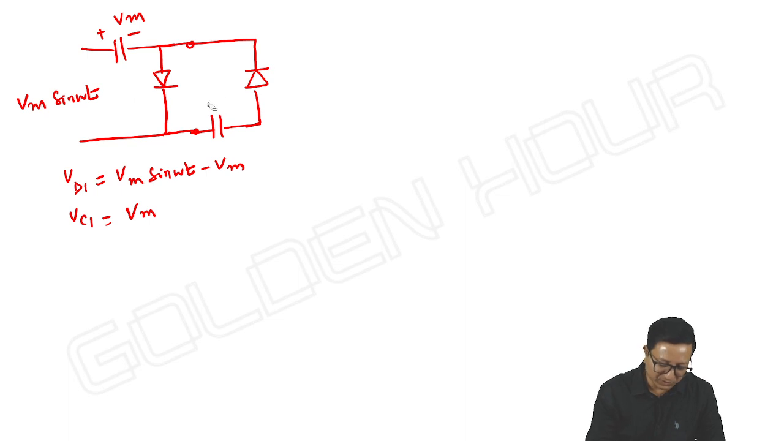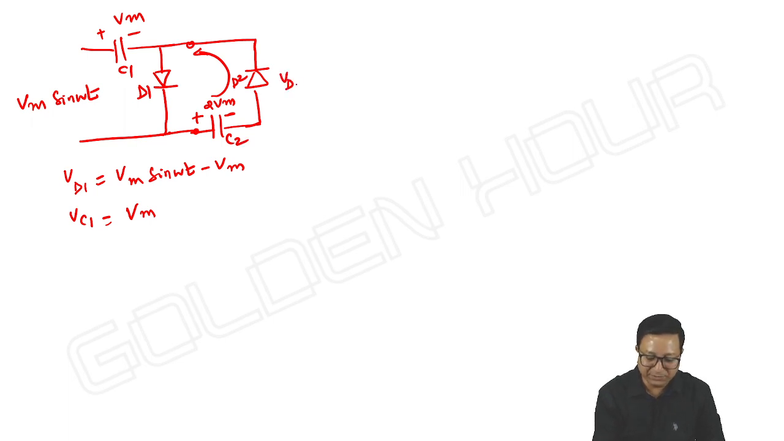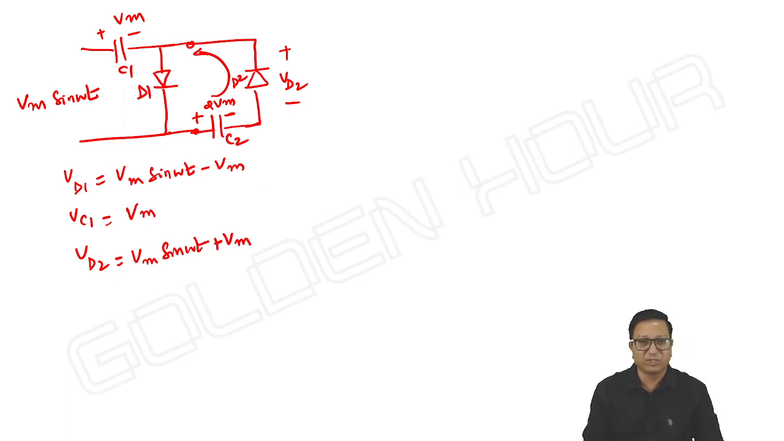So what about voltage across the capacitor? The capacitor will charge. If the diode is on, current will flow like this, anti-clockwise direction. The capacitor will charge to 2 Vm. It is diode D1, capacitor C1, diode D2, capacitor C2. What about voltage across the diode D2? VD2 from cathode to anode, of course. D2 acts like a positive clamper. VD2 is Vm sin omega t plus Vm. And if I take voltage across the capacitor C2, it is 2 Vm, voltage doubler circuit.